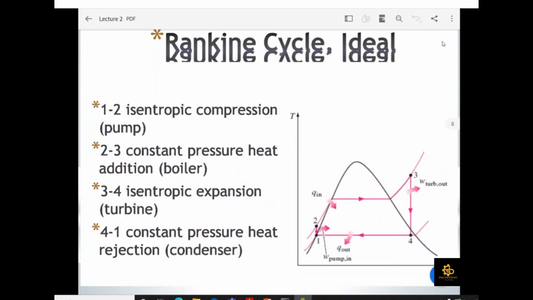Okay, so this is your ideal Rankine cycle. I already explained that from 1 to 2 there will be isentropic compression. 2 to 3, it will be a constant pressure heat addition. 3 to 4, isentropic expansion, where you are producing work. 4 to 1, it will be a constant pressure heat rejection.